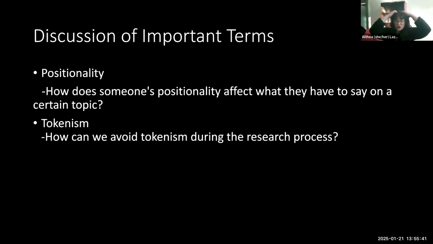So I want to introduce two important terms here, which are positionality and tokenism. Positionality refers to where someone sits in their own context. Let me think of an example. A Chinese scholar in the United States would be considered a minoritized scholar, because there are fewer Chinese scholars in the United States than there are American scholars. A Chinese scholar in China is part of the majority because of that context.